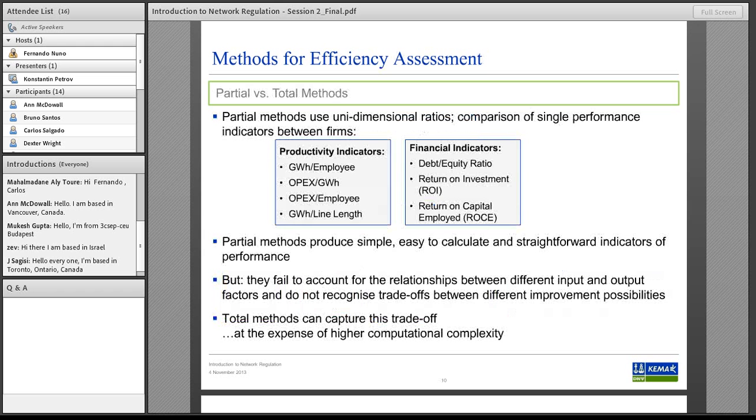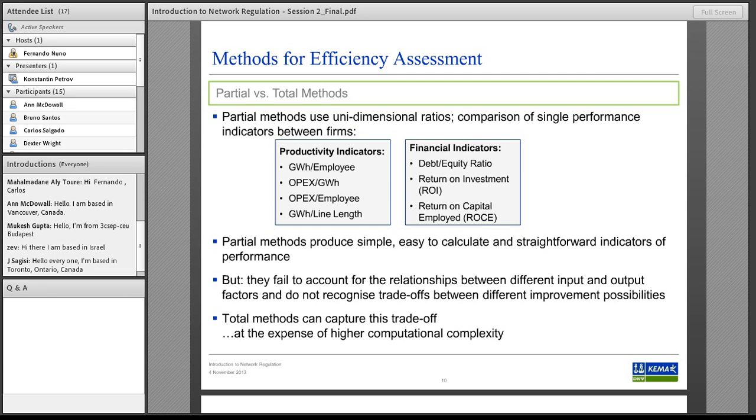As already said, you can see here one example of the first group, which is the partial models. And as already said, it is just a simple ratio between selected parameters, gigawatt hours, for example, per employee, operational cost per gigawatt hours, operational cost per employee, or other. It is just a simple ratio which can provide an indication whether a company compared to the other company is performing well or not.